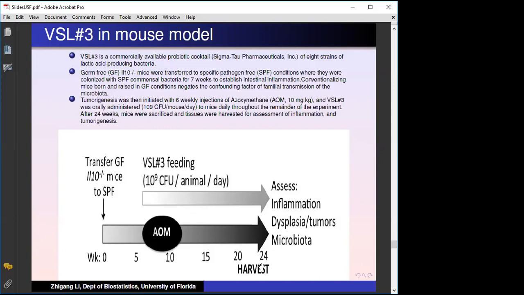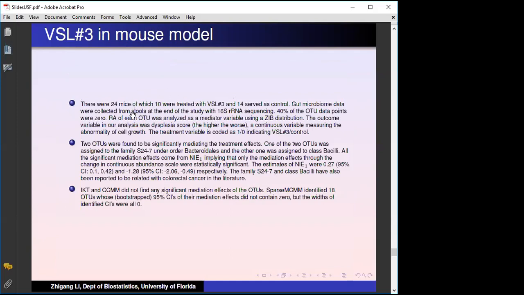In the end, we look at whether the dysplasia score will be different, and the microbiome data was collected at the end too. There were 24 mice in this study. 10 were treated with VSL number 3 and 14 served as control. Again, gut microbiome data was collected, and 40% of the data is zero, so a lot of zeros again. And we analyzed OTUs in this study instead of genera, with the zero-inflated beta distribution.